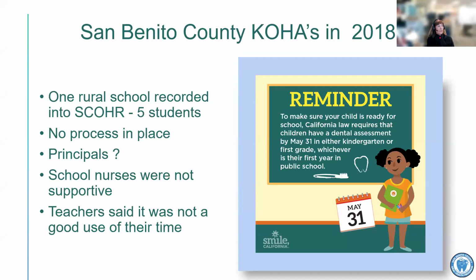When I started in 2018, I started looking around to see what we had already established. But what I found out was we had one rural school who had recorded 5 students, and people were going around in my county saying that's what our decay rate was. That was completely wrong. There was no process in place. The principals would say, oh yeah, I know what that is, but actually they didn't. School nurses were not supportive because they said this was not a mandate, so they didn't care. And teachers told me that it was not a good use of time. So I realized I was going to have to start from scratch.